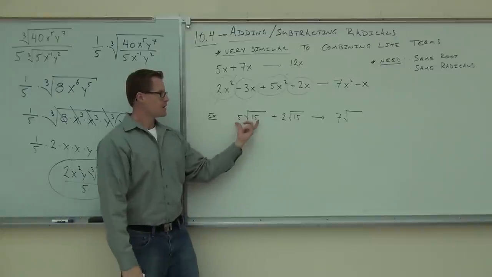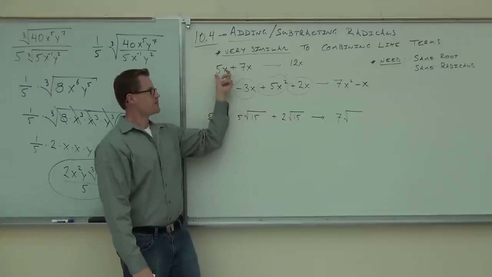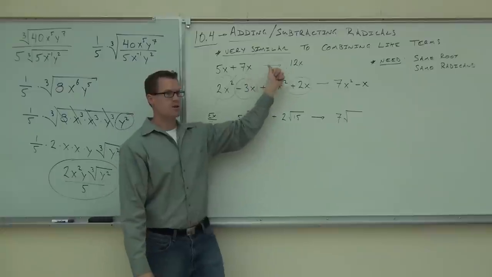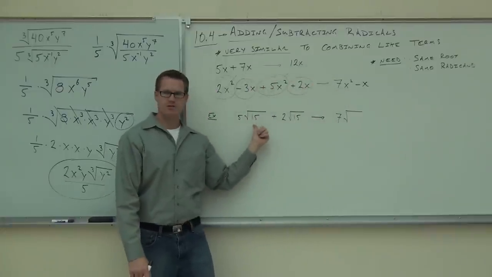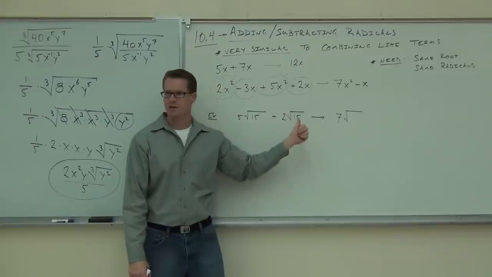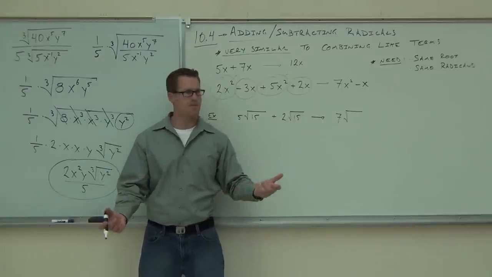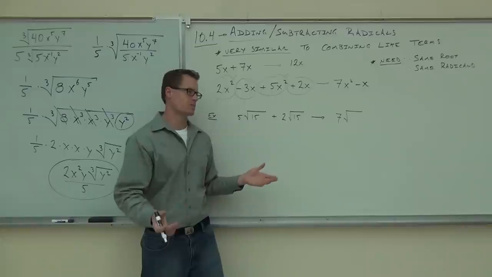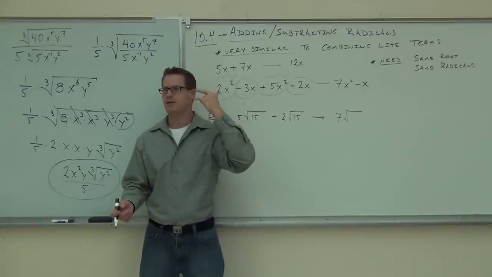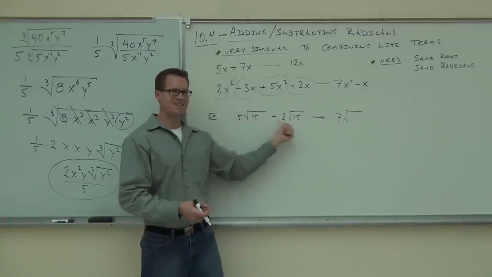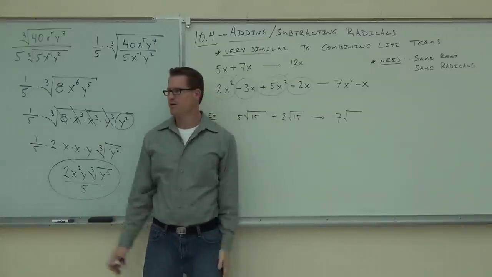Also, it is still like this. You have 5x's here and you have 7x's here. Together you have 12x's. You have 5 root 15's, you have 2 root 15's. All together you have 7 what's? Root 15. It doesn't magically change to 30. That's a big mistake that people make. People think addition, in their heads they go, yay, this is kind of fun, 7 root 30. No, we can't do that.